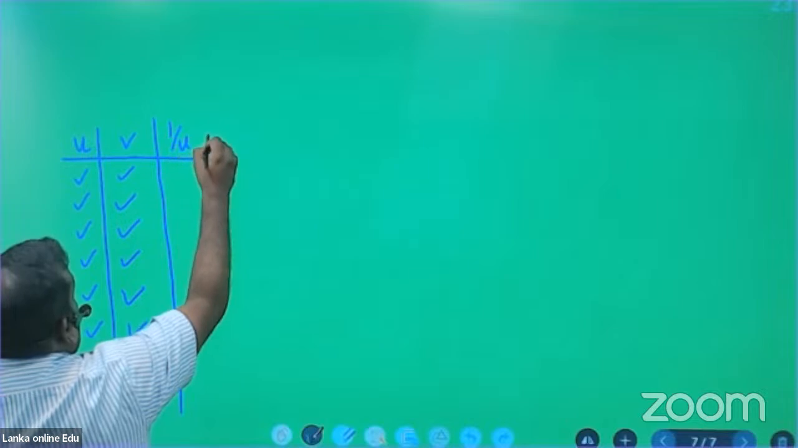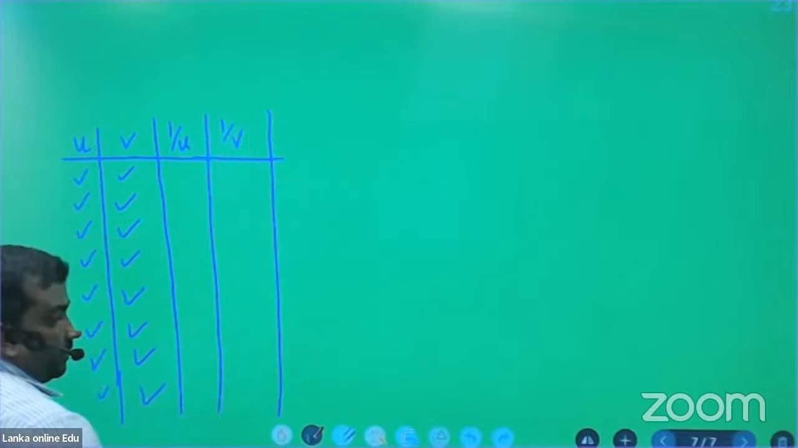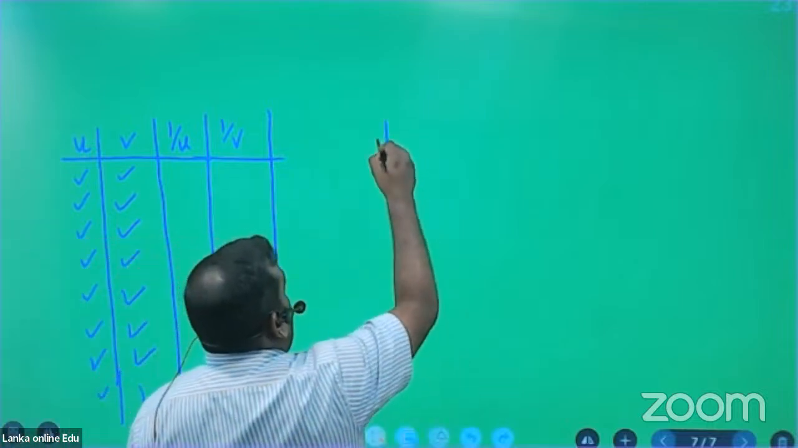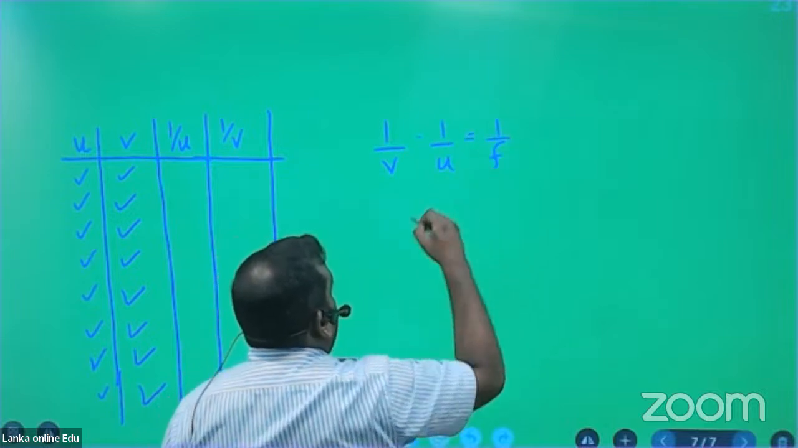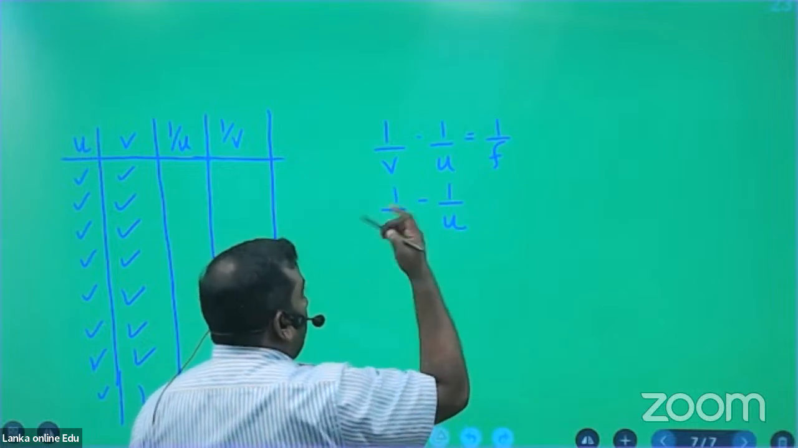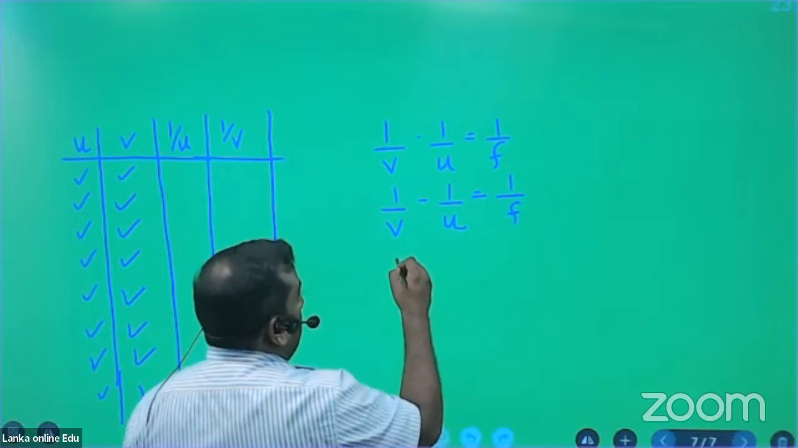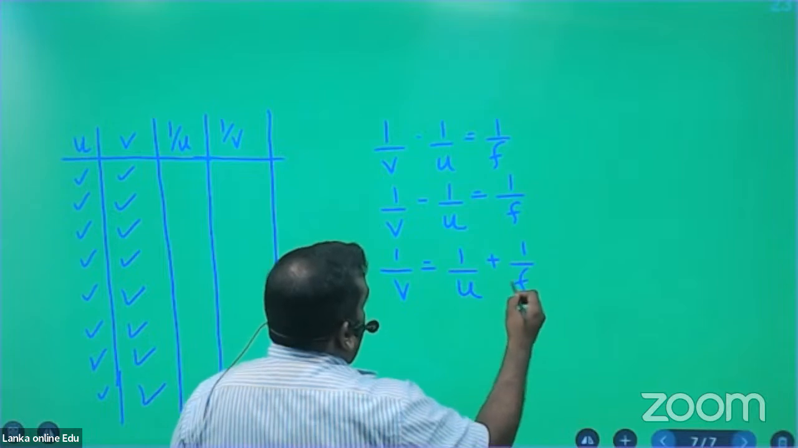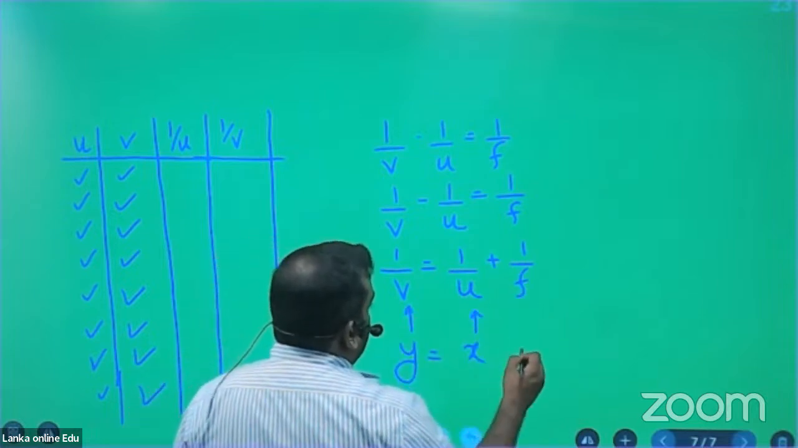And you find 1 over U and 1 over V. Apply lens equation 1 over V minus 1 over U equal 1 over F. Object is also positive, image is also positive, right? Concave, no? Focal length of concave is anyway positive. 1 over V equals 1 over U plus 1 over F. Graph is of the form Y is equal to X plus C.